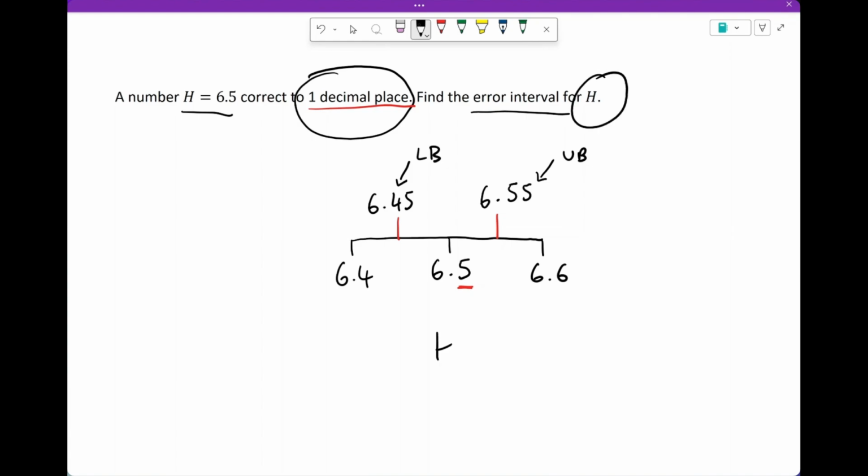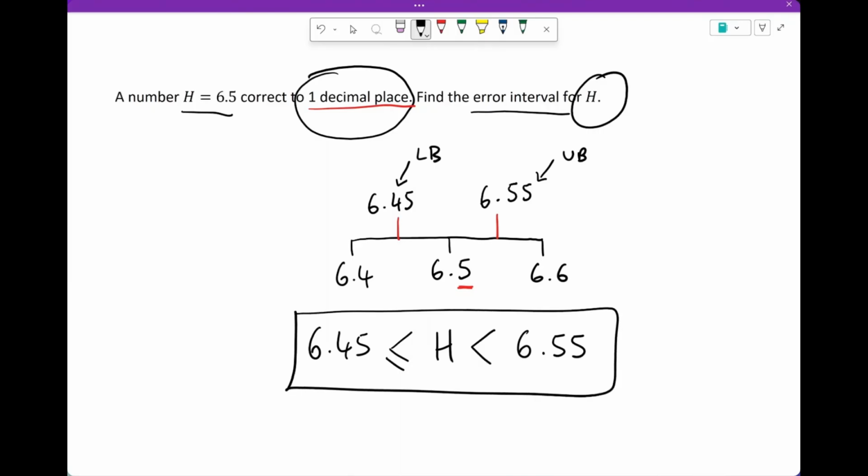So I'm going to write H here. Then I'm going to write the upper bound to the right, so the 6.55. And then the lower bound to the left, so the 6.45. Then we just need to put in inequality symbols. So we said for the lower bound, h will be same as or greater than, whereas for the upper bound, it will just be smaller than, like that. And that is my complete error interval.